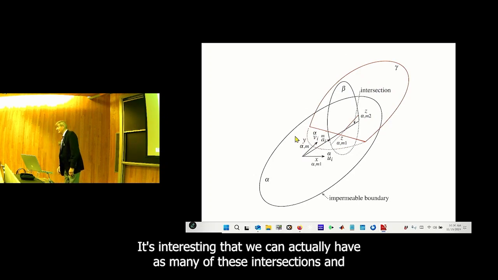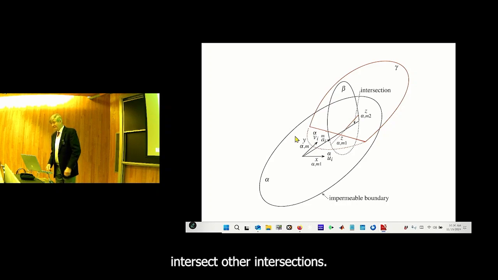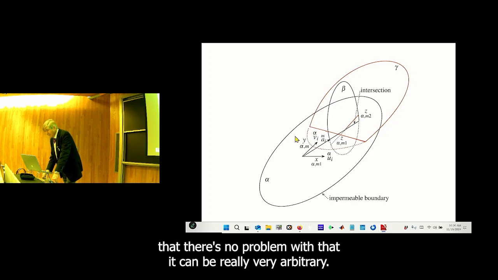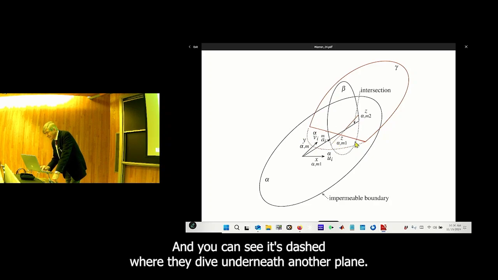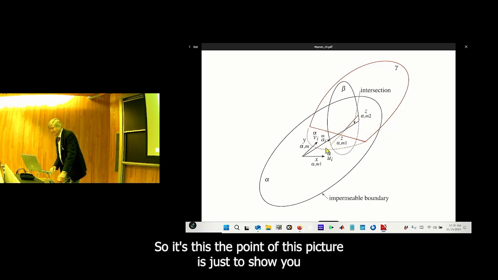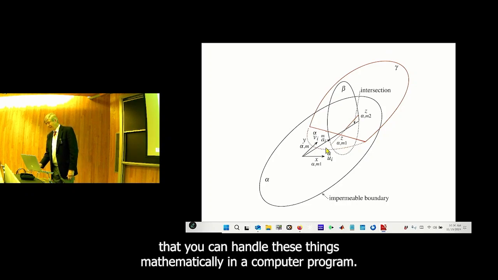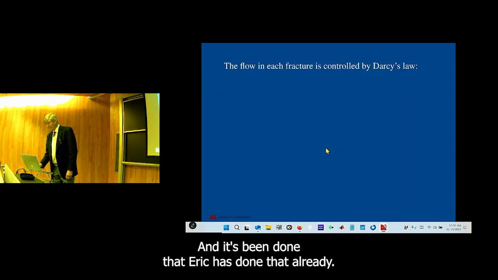It's interesting that we can actually have as many of these intersections, and intersections can intersect other intersections. If you look carefully at all the boundary conditions, there's no problem with that. It can be really very arbitrary. So this is the red plane. It continues here. And this is a black plane. And you can see it's dashed where they dive underneath another plane. So the point of this picture is just to show you that you can handle these things mathematically in a computer program, and it's been done, that Eric has done that already.